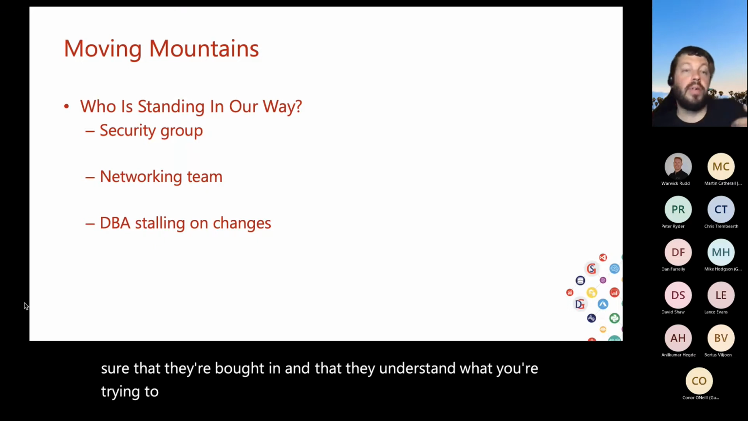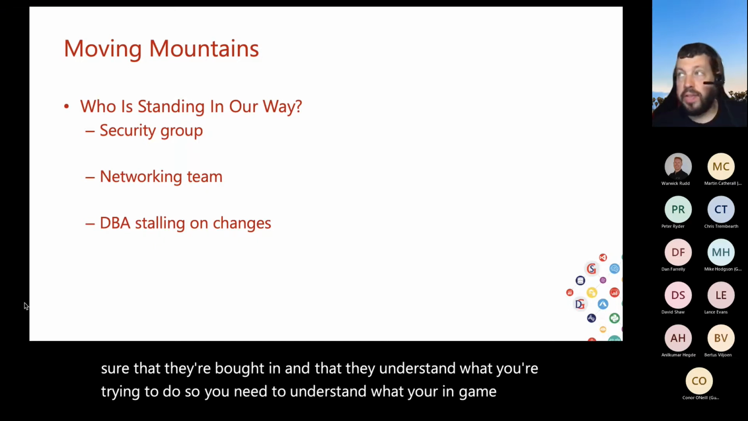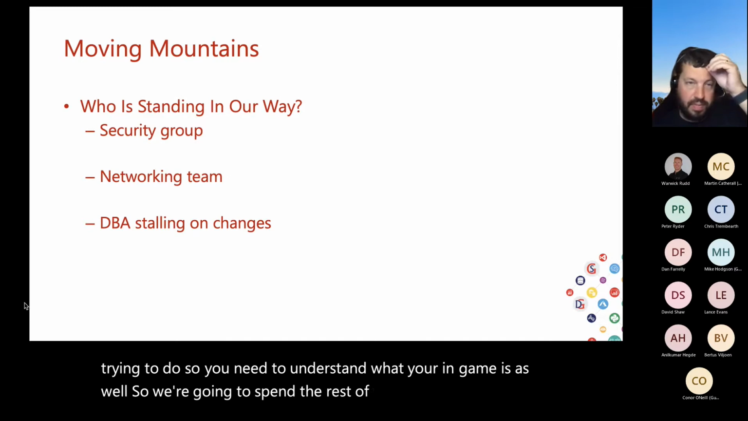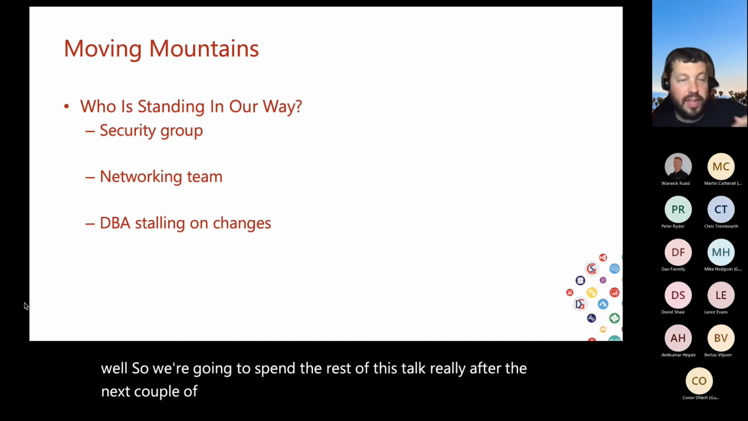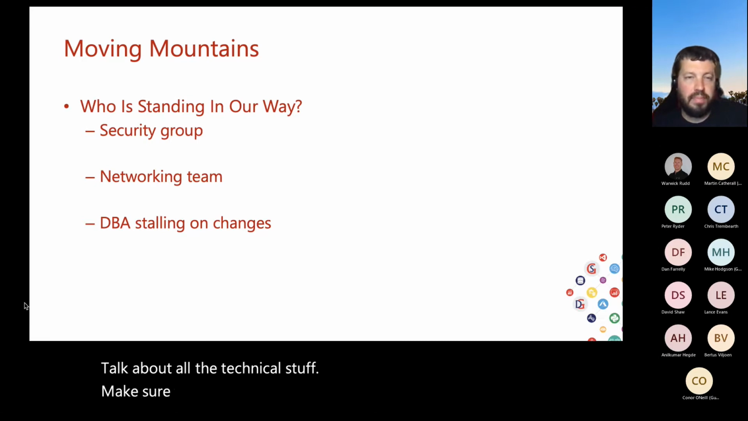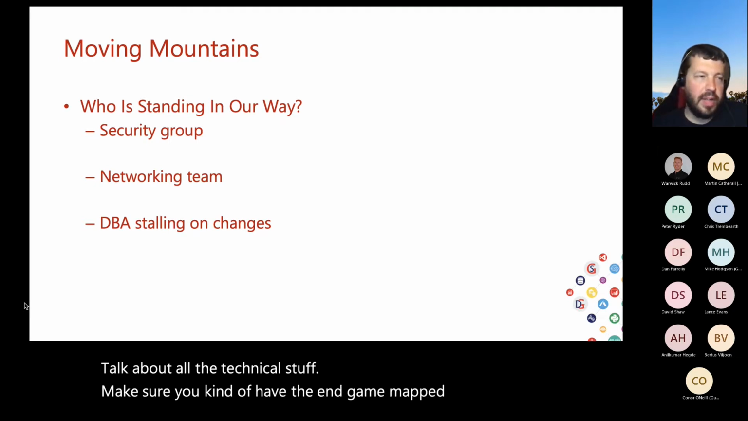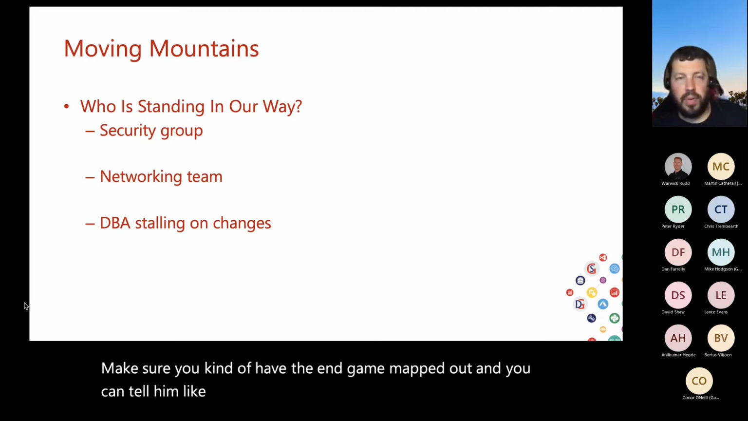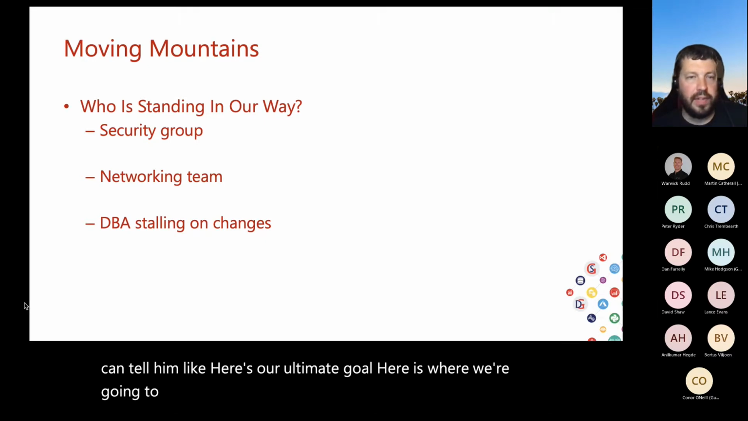So you need to understand what your end game is as well. We're going to spend the rest of this talk, really after the next couple of slides, talking about all the technical stuff. Make sure you have the end game mapped out, and you can tell them, here's our ultimate goal, here's where we're going to end up, and then you tell us the safe way to get there.